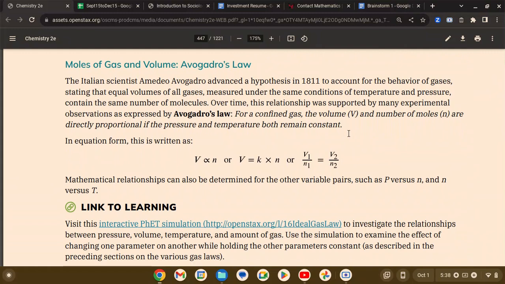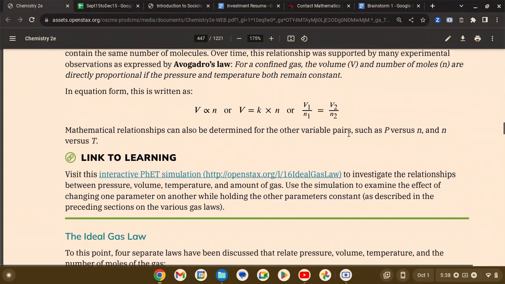For a confined gas, the volume V and number of moles n are directly proportional if the pressure and temperature both remain constant. In equation form, this is written as V proportional to n, or V equals kn, or V1 over n1 equals V2 over n2. Mathematical relationships can also be determined for the other variable pairs, such as P versus n and n versus T.